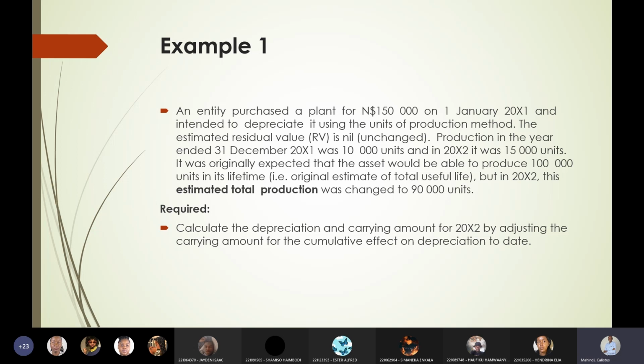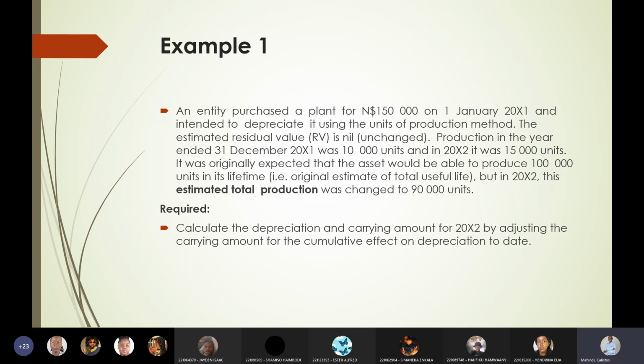So this example one requires us to use the cumulative catch-up method. This example is also from Gripping Up. I just didn't note down which page it is in the book, but it's in Gripping Up. Look at the portion that talks about changes in accounting estimates as it relates to changing the useful life, residual value or the depreciation method. So look at that part in the chapter. It's a very small part.